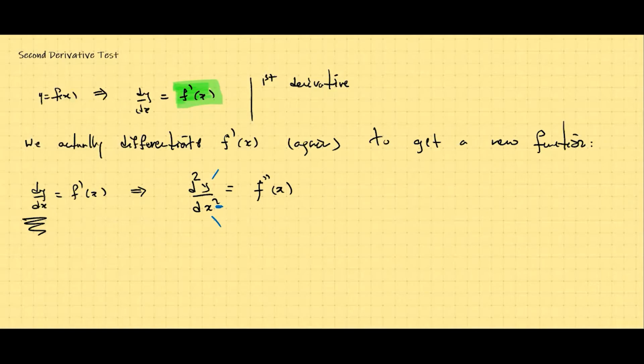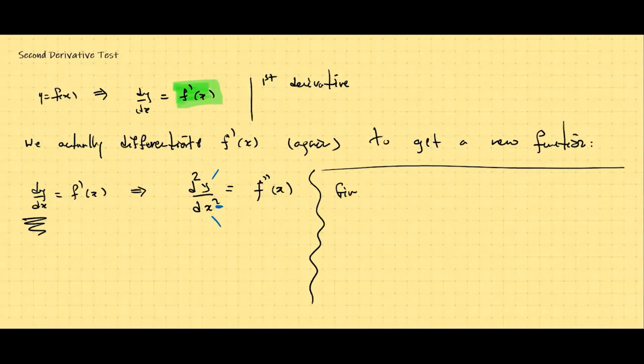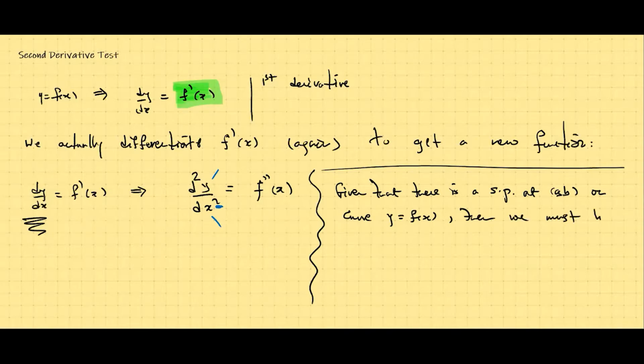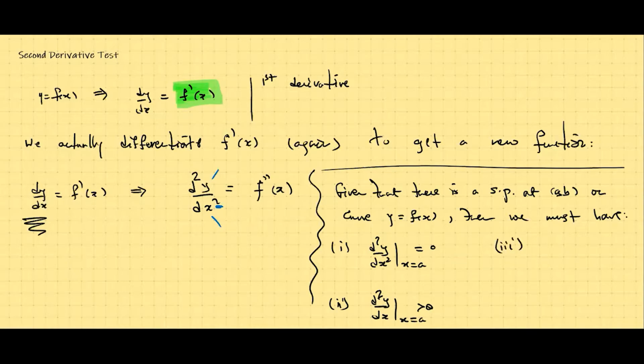Now, what is the second derivative test? The second derivative test basically says, so the statement is as follows: given that there is a stationary point at (a, b) on curve y equals f of x, then we must have one of three things. Case one is that the second derivative at x equals a is actually zero. Case two is the second derivative at x equals a is positive. And case three is that the second derivative at x equals a is negative.